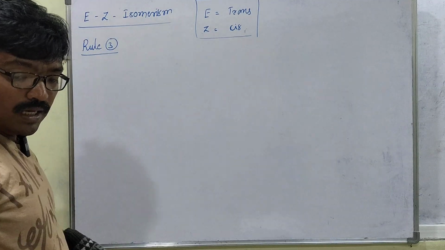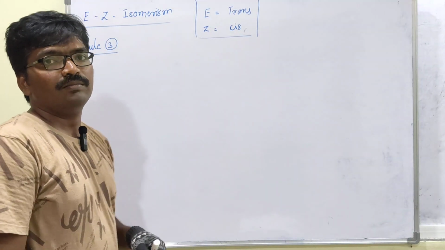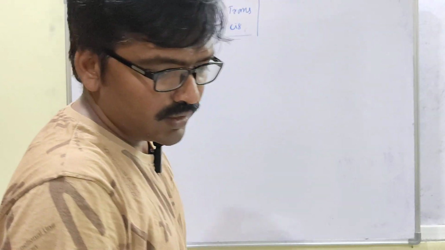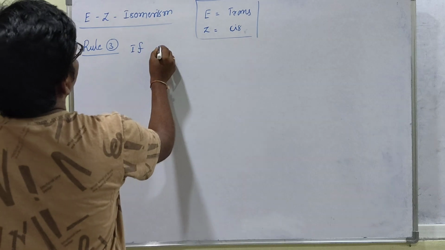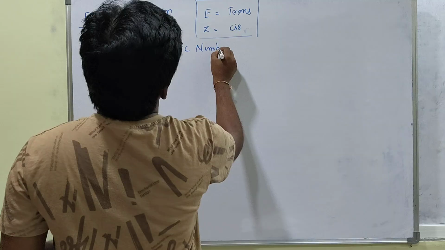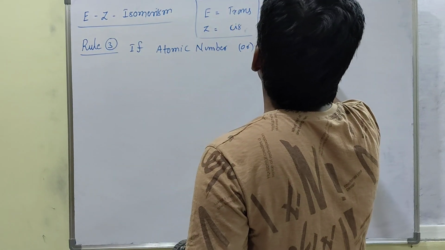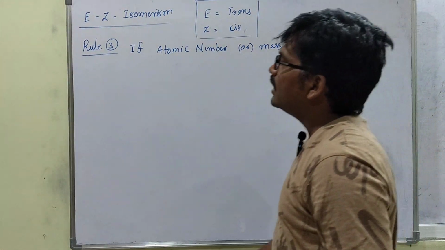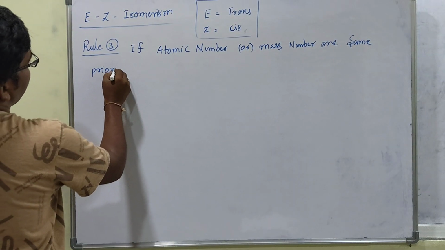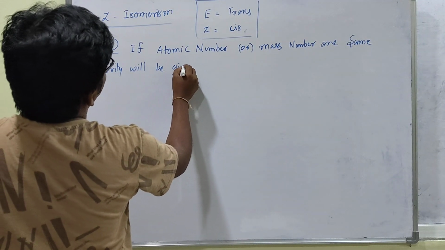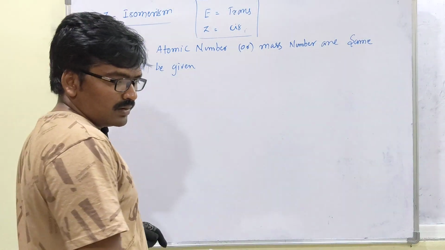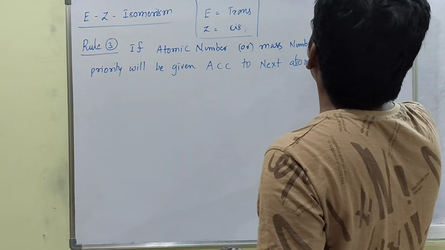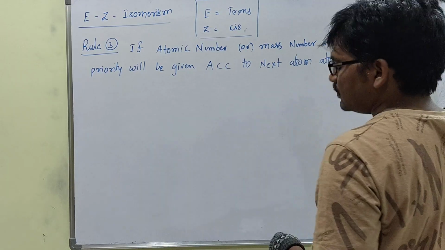Sir, what is rule number 3? In case the same atoms are attached to the carbon, go for the next atomic number. If the atomic number or mass number are the same, priority will be given according to the next atom's atomic number.